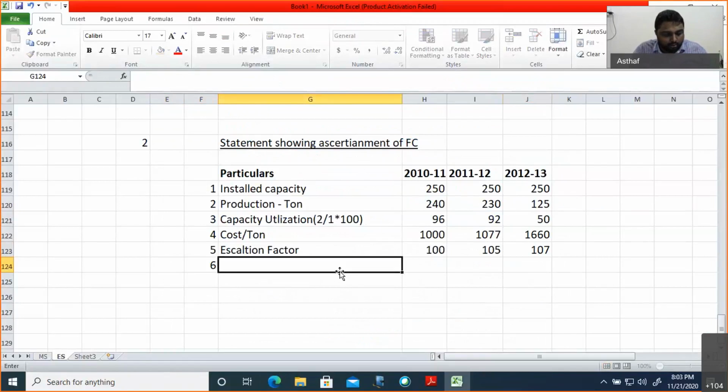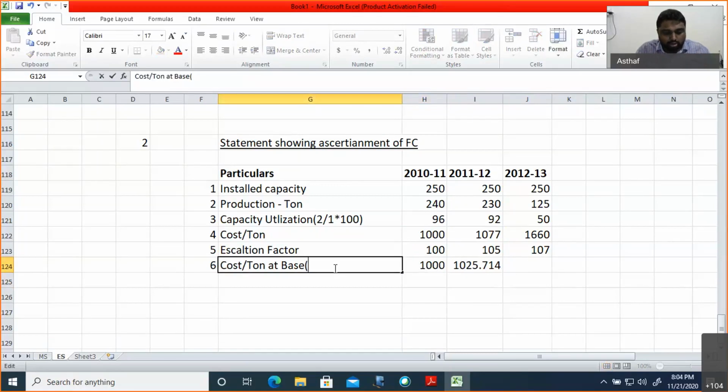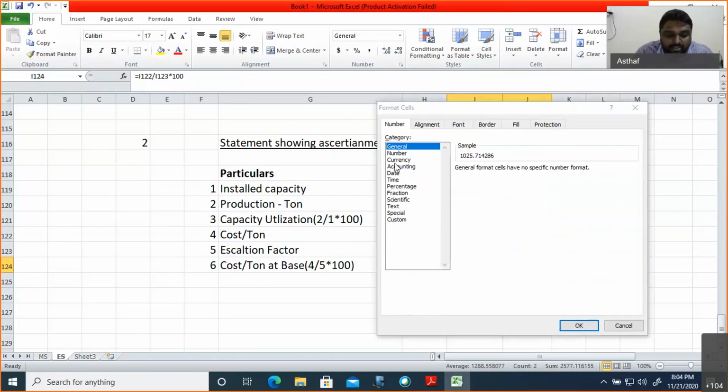So first, what is the cost per ton at base level? Because if we go to the base level, only then the split can be proper. So how will it come? I will just write the equation for you: cost divided by index, into 100. So 1660 is coming after a 7% increase, so what is the 100 level? 1077 is coming after a 5% increase, so we get 1051. So we brought the number, and you can round it off. This concept is very clear. I will repeat it once again.